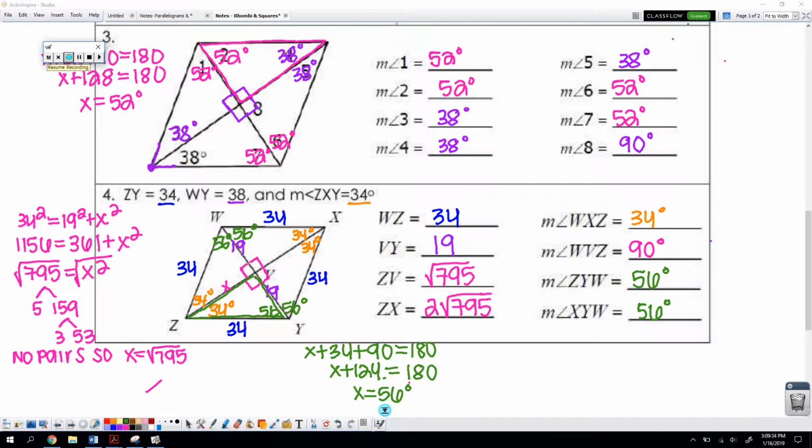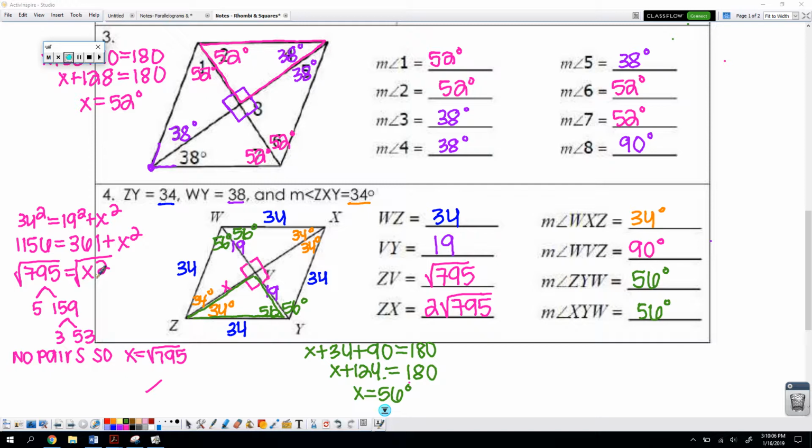All right. So I've gone through and solved everything, and I'll just give you a brief overview. For WZ, we got 34 because all of the outer edges are 34, because in a rhombus, all of the sides are congruent. For VY, I just split 38 in half because the diagonals bisect each other. And then for ZV, I had to do the Pythagorean theorem again because I have a right triangle. And 34 is our hypotenuse here because it's directly across from our right angle.